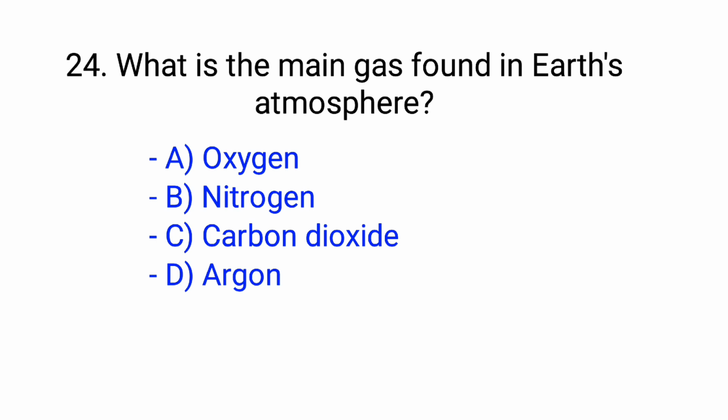Question number 24. What is the main gas found in Earth's atmosphere? Option A. Oxygen. B. Nitrogen. C. Carbon dioxide. D. Argon. The correct option is option B. Nitrogen.